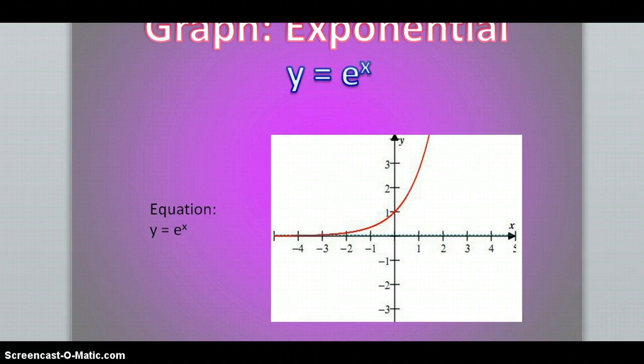Then you have y equals e to the x. That one is a very tricky graph to get, and it's really good if you can get it. Here are the sites that I use to find my graph and to make sure.